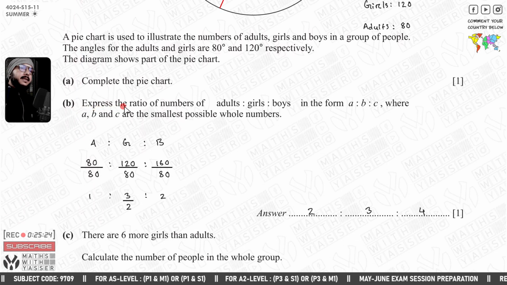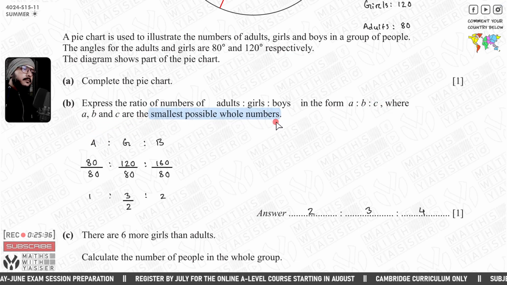In part B, it says express the ratio of numbers of adults to girls to boys in the form A:B:C, where A, B, C are the smallest possible whole numbers. So adults, girls and boys, we have found their respective angles, which is 80, 120 and 160. Let's divide all of them with the smallest value. So that will be 80, 80, 80, of course. After dividing, we get 1 is to 3 over 2 is to 2.